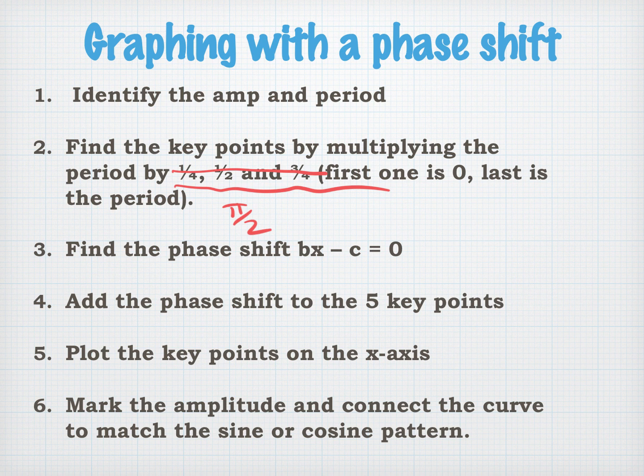So we're going to need to do 8 different calculations to get our 8 key points. And it may look lopsided depending on where we're starting. And I'm going to show you what that means. So let's take a look at an example.